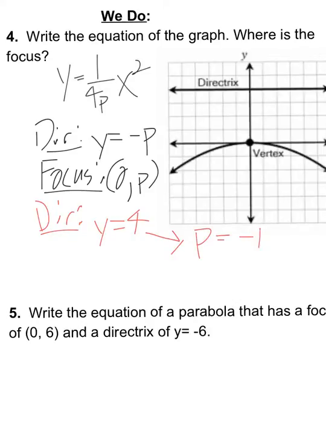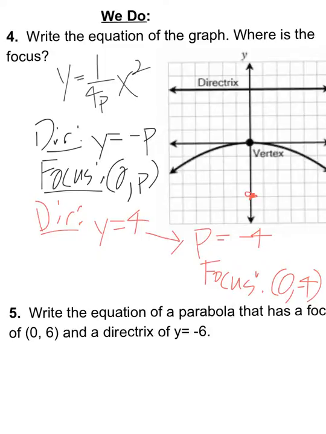So I'll state that right here. So if p is negative 4, then my focus is at 0, negative 4, which should make sense because remember the definition of the directrix is that it's the same distance from the directrix to the vertex as it is from the vertex to the focus. So when I go to 1, 2, 3, 4 and put a dot, that's the same distance away.